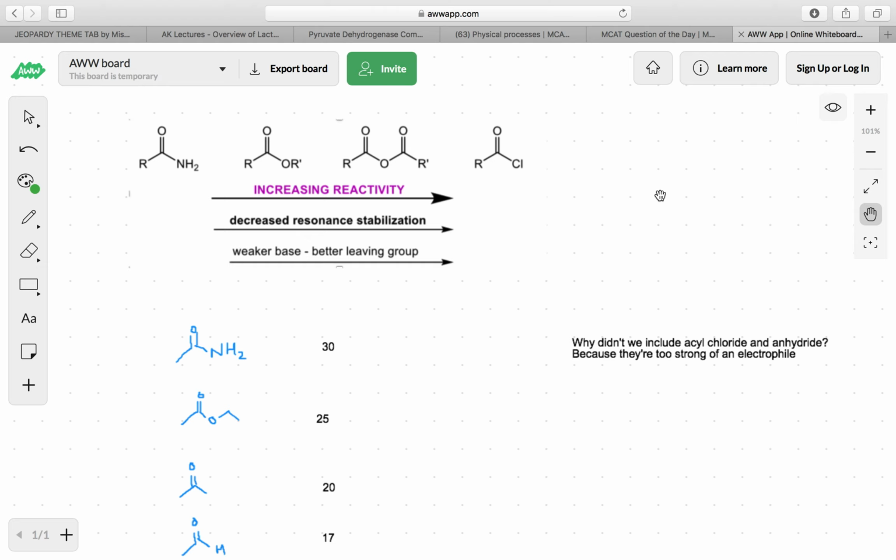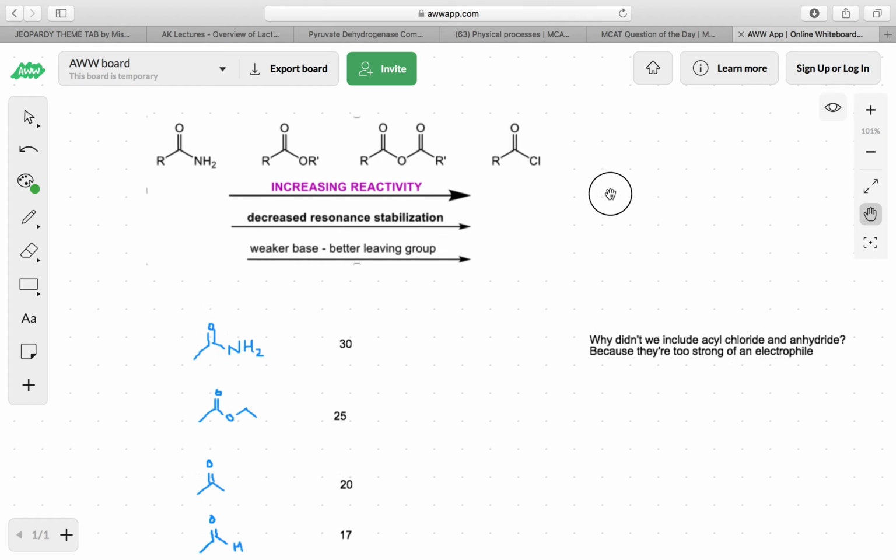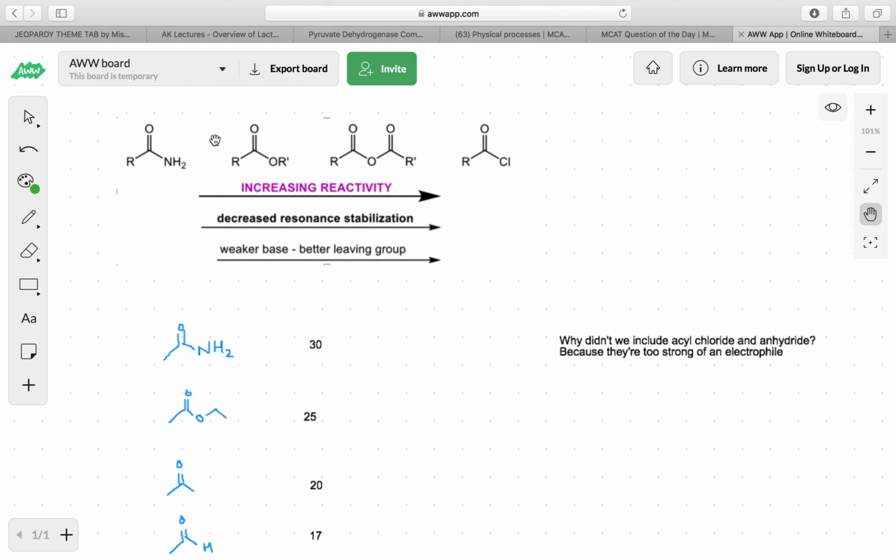Today I'm planning to go over enolates, so we're going to be going over acid-base properties of our carbonyl groups, what an enolate is, and the different types of them and how we can use them for reactions, and then I have some practice problems at the end.